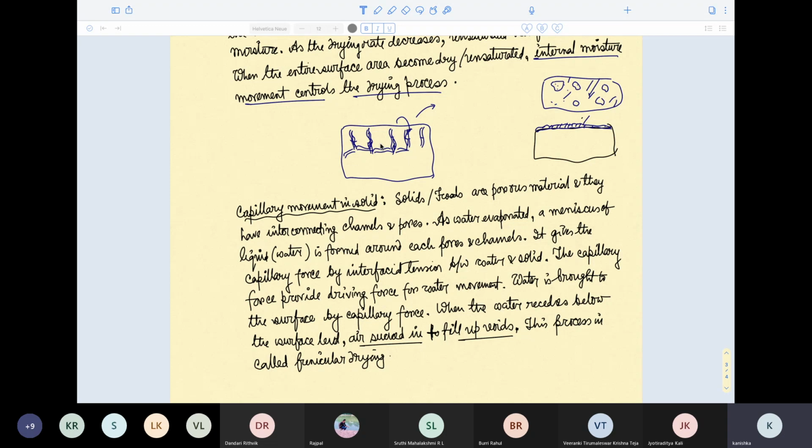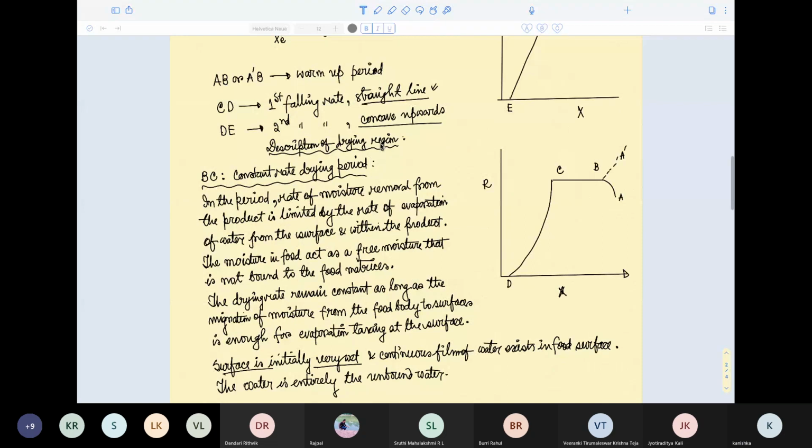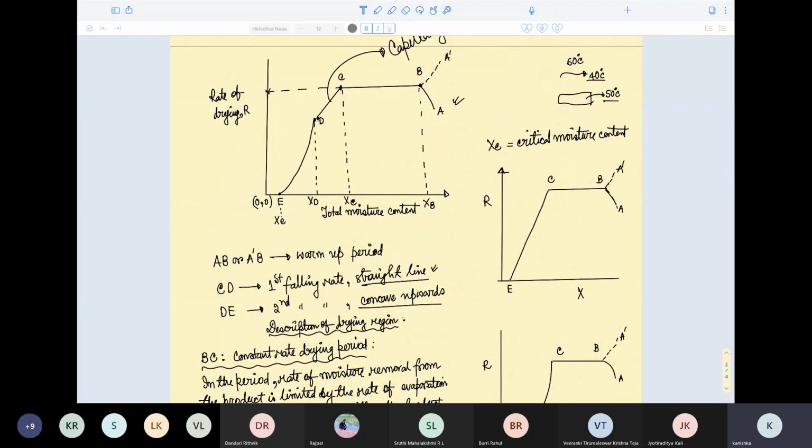In the falling rate, the water within the food product moves by capillary action plus diffusion. You remember we had two lines, which I will show you over here: a straight line, and the curvy line, that is the concave upward line. In the first region, the straight line, we have the fast falling rate, which is the capillary controlled one.